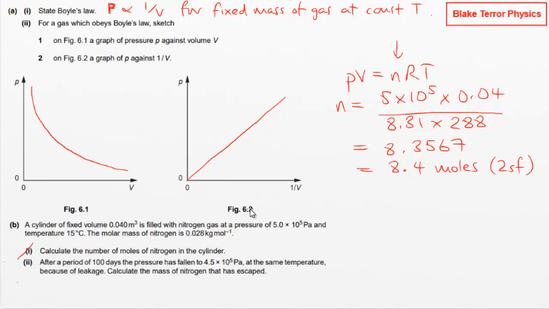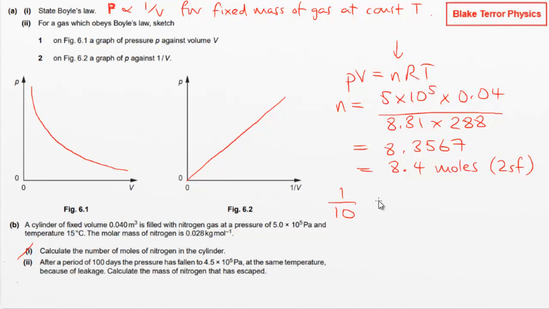After a period of 100 days, the pressure has fallen from 5 times 10 to the 5 pascals to 4.5 times 10 to the 5 pascals at the same temperature because of leakage. Calculate the mass of nitrogen that has escaped. Right, well, that's a tenth of it has gone because we've gone from 5 down to 4.5. So that's a tenth has been lost.